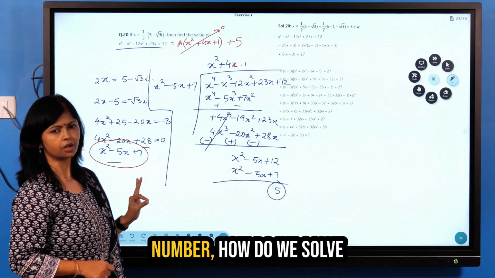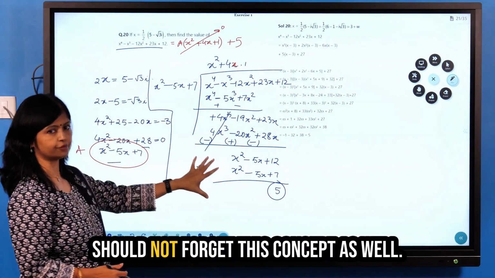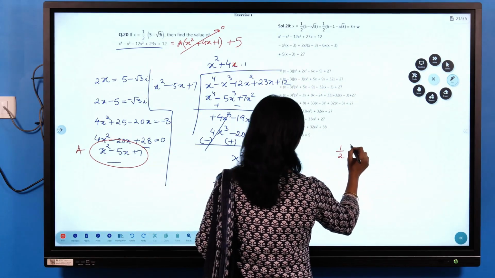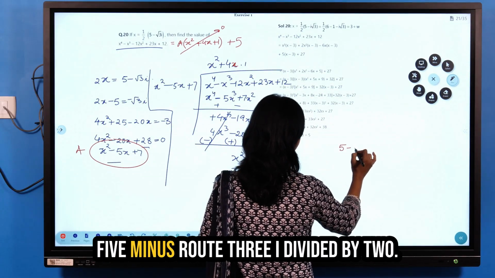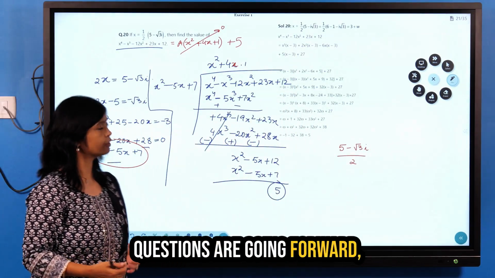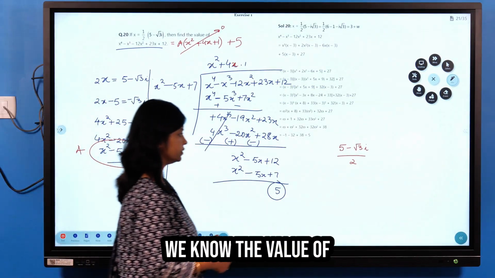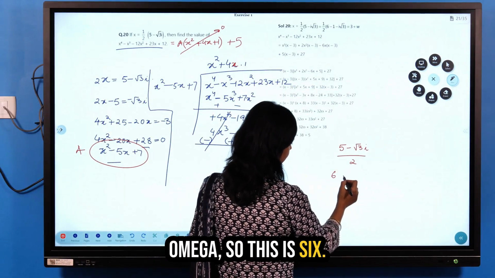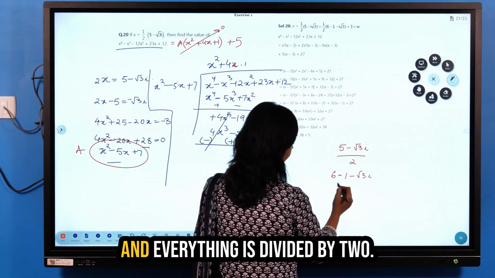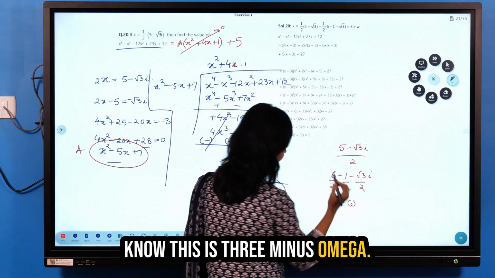But since we are in complex numbers, how do we solve it using complex numbers? That is the question here, but we should not forget this concept as well. So x is 1 by 2, let's write it like this, (5 minus root 3i) divided by 2. Most of these questions going forward, or a long question like this, it will be useful if we introduce omega into it. So this is 6, I have added 1, so I should subtract 1, minus root 3i, and everything is divided by 2. So now you know this is 3 minus omega.